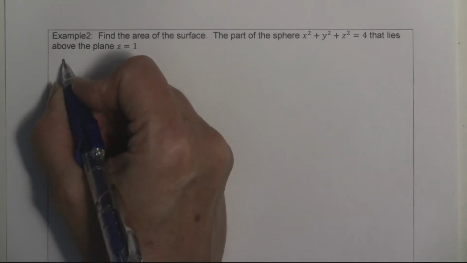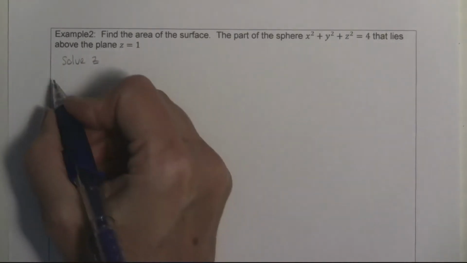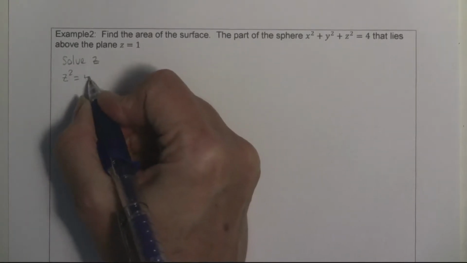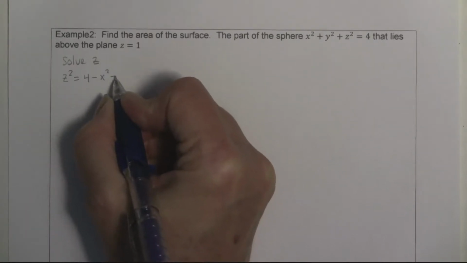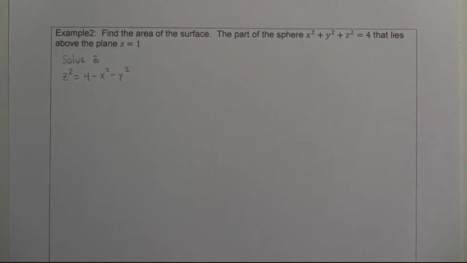And so I need to solve for z here. So this is going to be z squared equals 4 minus x squared minus y squared. And then I'm going to take the square root of that.